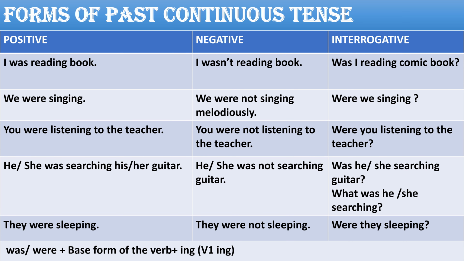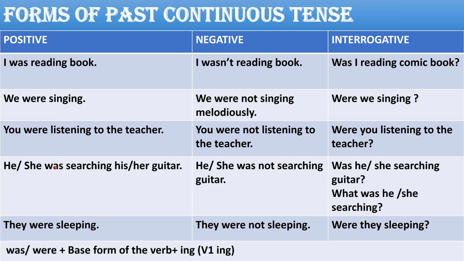Forms of past continuous tense: positive, negative and interrogative. While using I, we can write: I was reading a book. Negative: I wasn't reading a book. Interrogative: Was I reading a comic book? While using we: we were singing. We were not singing melodiously. Were we singing? You were listening to the teacher. You were not listening to the teacher. Were you listening to the teacher?